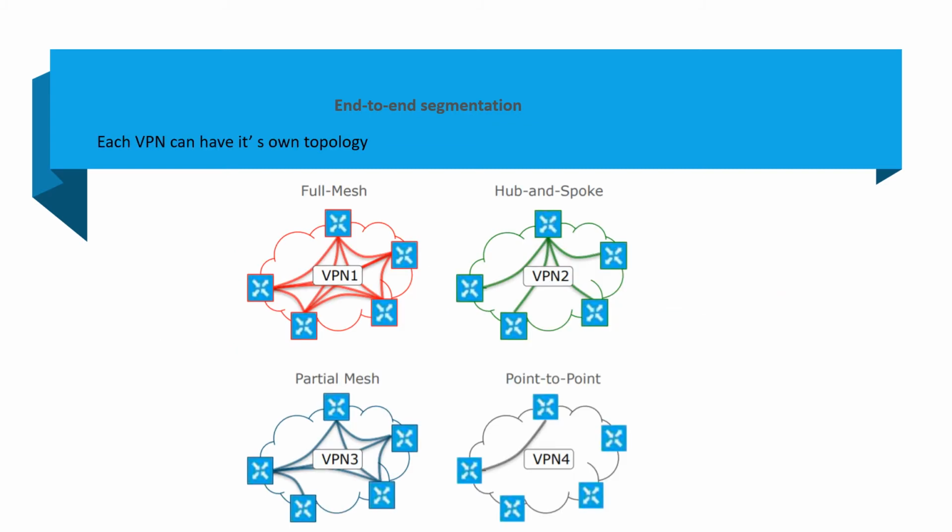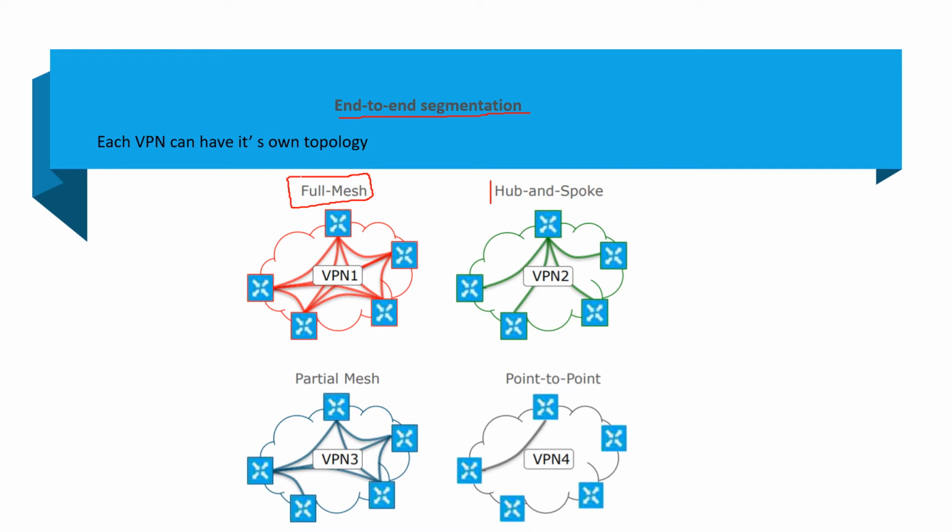While we do end-to-end segmentation, each VPN can have its own topology. For example, if you're running voice services and each branch office has a VoIP phone installed, it has to be a full mesh, so all these sites can talk to each other.